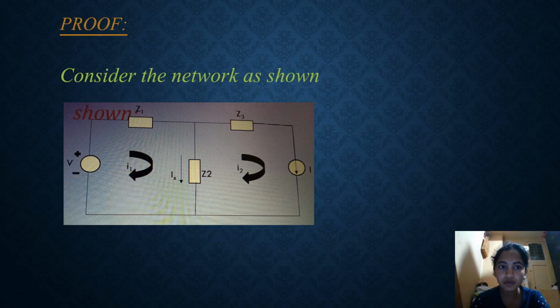Next is the proof. Let us consider the network as shown. Here there are two loops, I1 and I2. In loop 1, I1 is flowing from negative to positive, and in loop 2, I2 is also flowing from negative to positive. There are Z1, Z2, Z3.